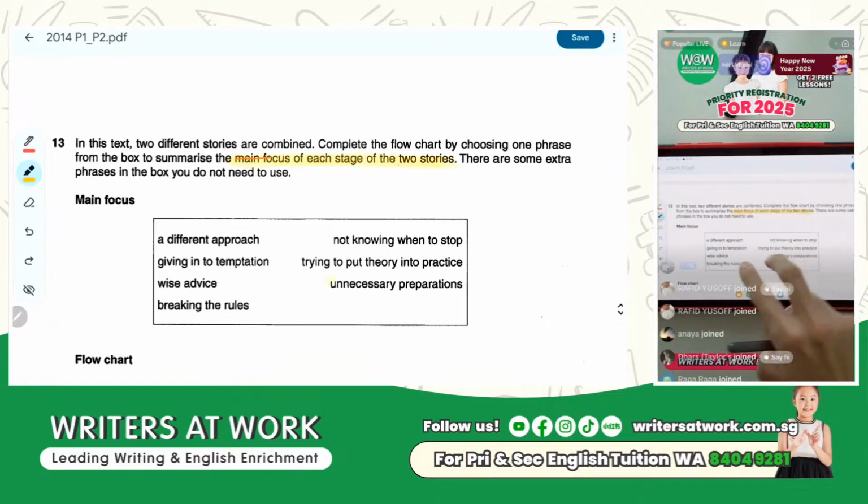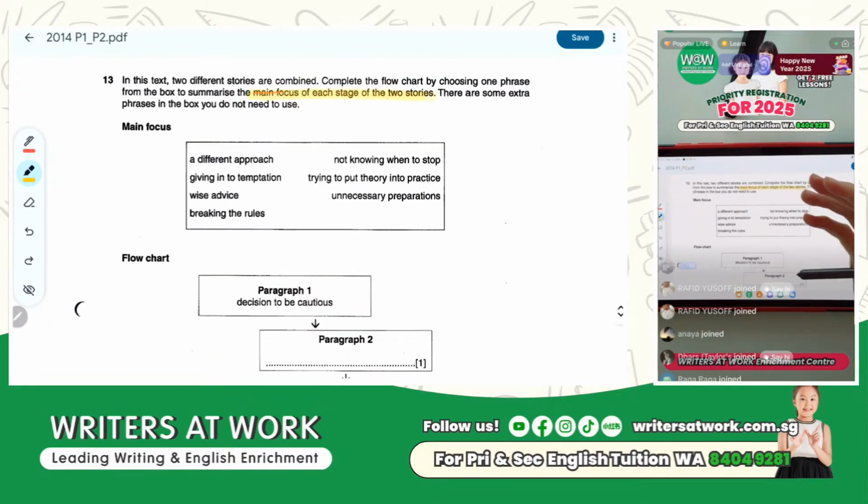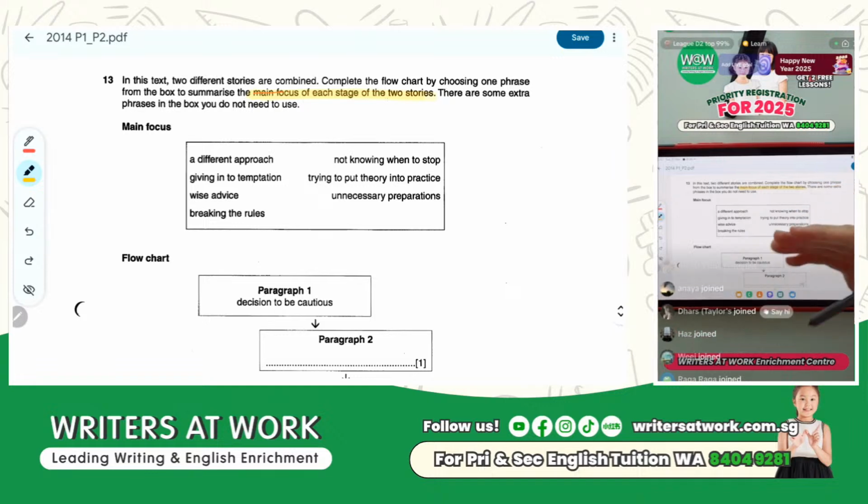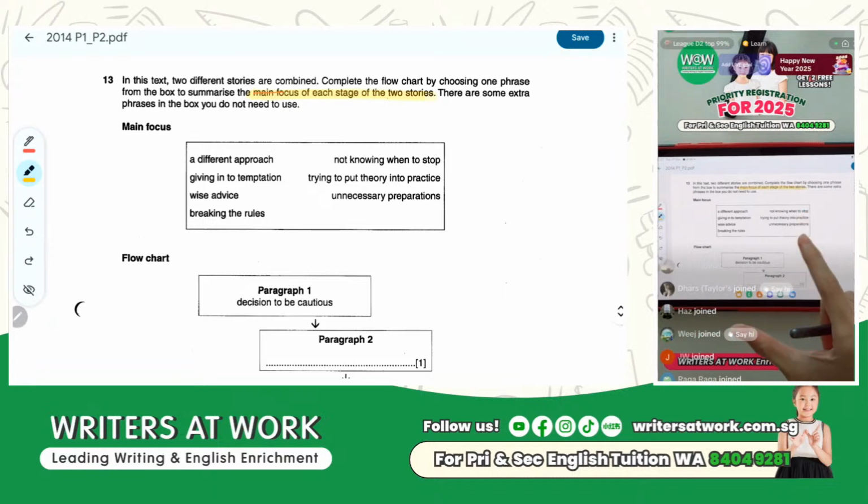Okay, so the main thing is, when they ask you for the main focus, after you read a paragraph, you need to ask ourselves, so what's the main point? Okay, so when you constantly ask yourself for the main point and evaluate on it, think about it, that's where you are able to align that one or two line sentence summary with one of these phrases here, and that's where you'll be on the right track. All right.